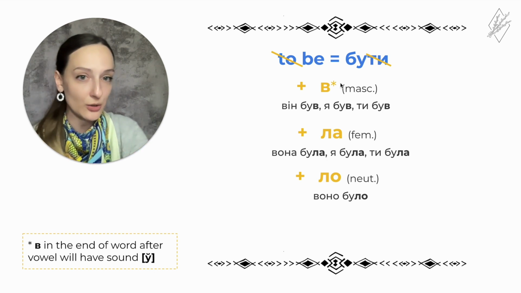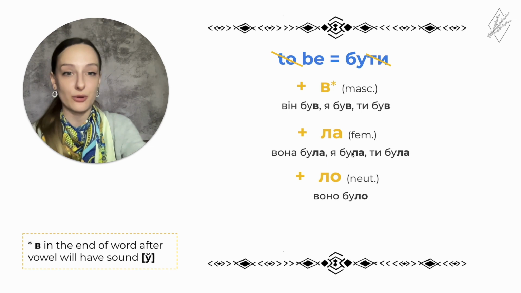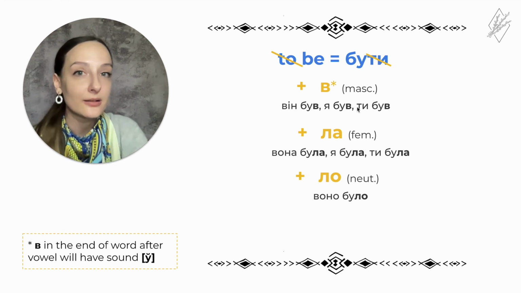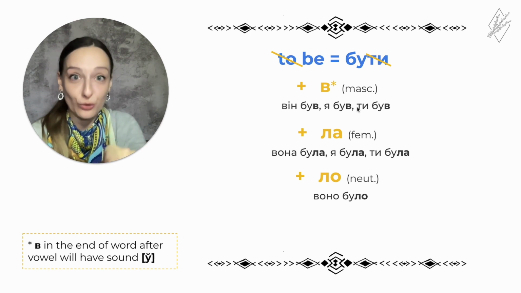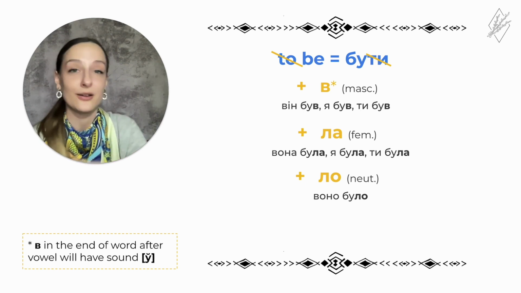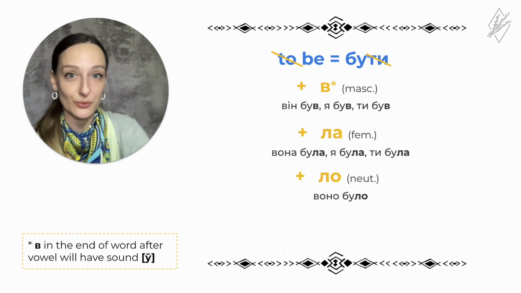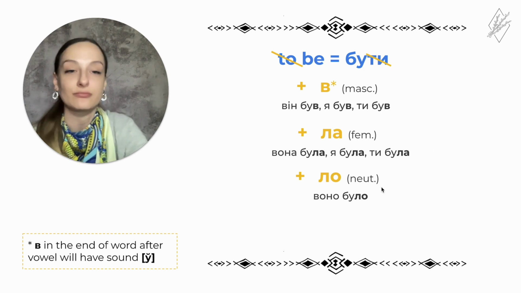So we understand that я could be both feminine or masculine. If you're a man, you would say я був. If you're a woman, you would say я була. The same about ти. When I know to whom I say ти був or ти була, of course I know if I address it to a woman or to a man, right?